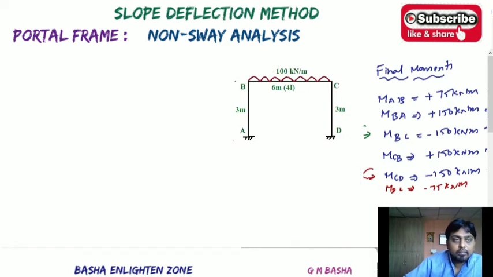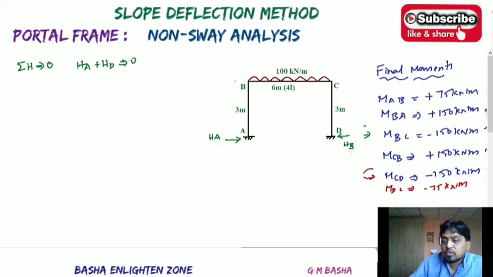Okay, see here. I am just assuming like this. The force HA will be acting like this and this one will be acting like this. So if you take the sum of the horizontal forces acting on the columns equal to 0, that means HA plus HD will be equal to 0. Therefore I am taking the opposite direction in the assumption.